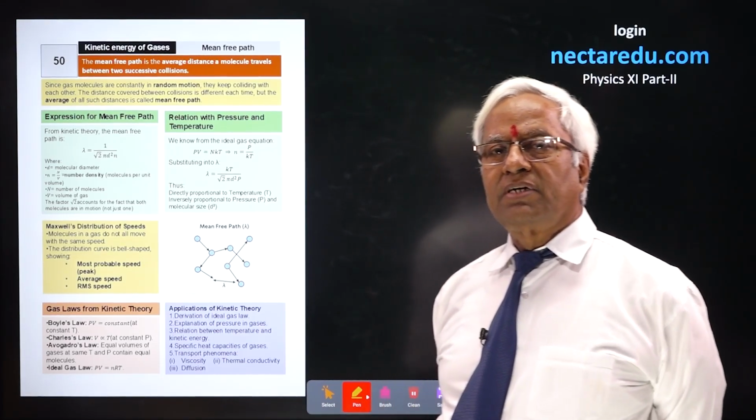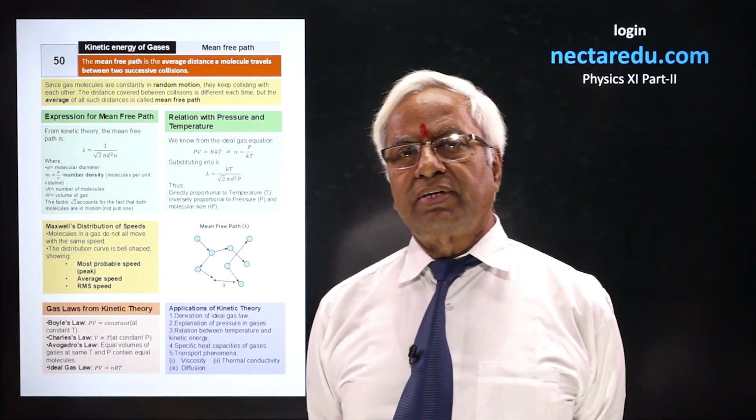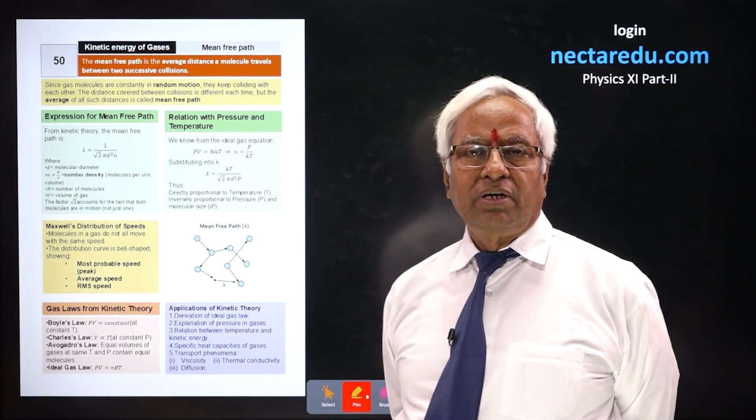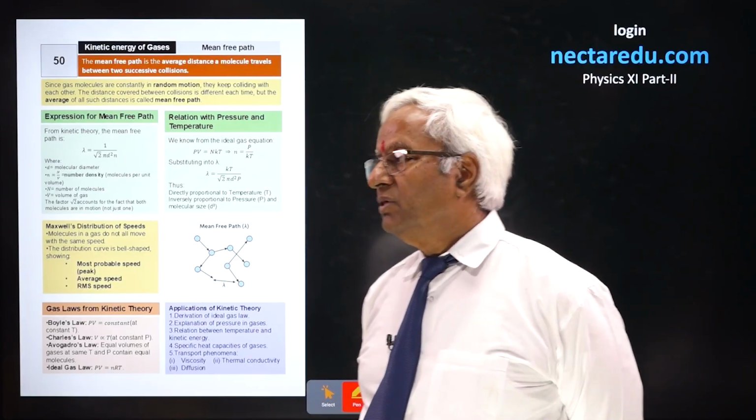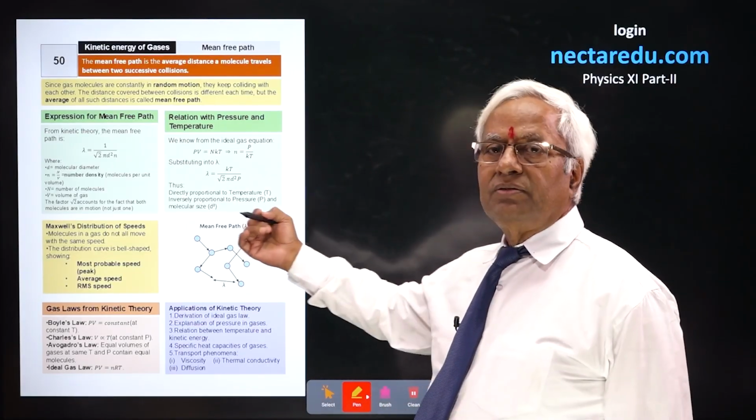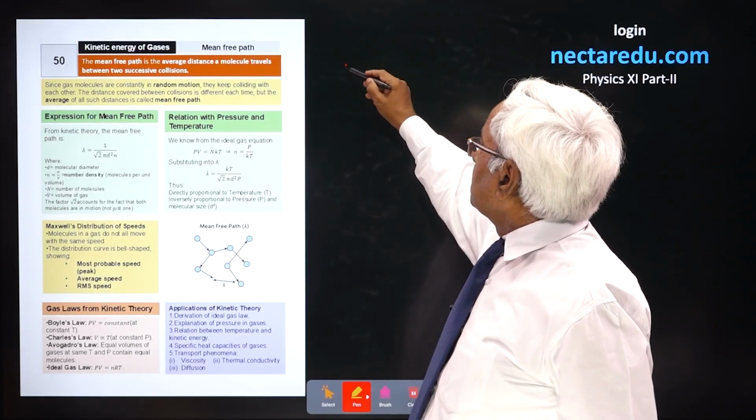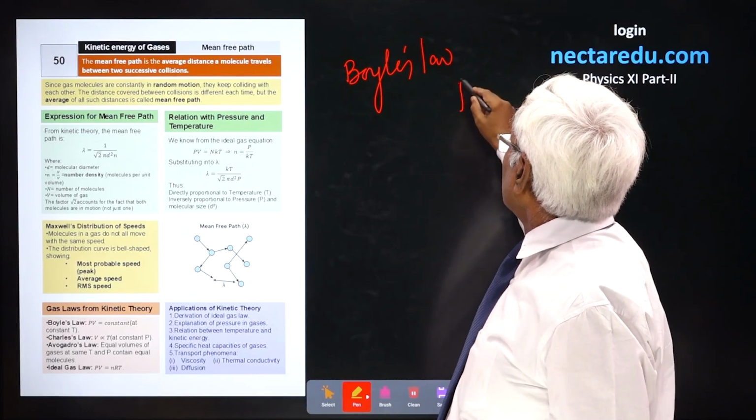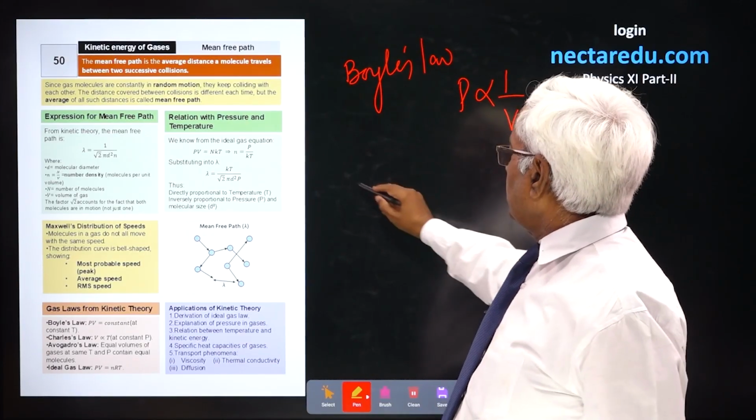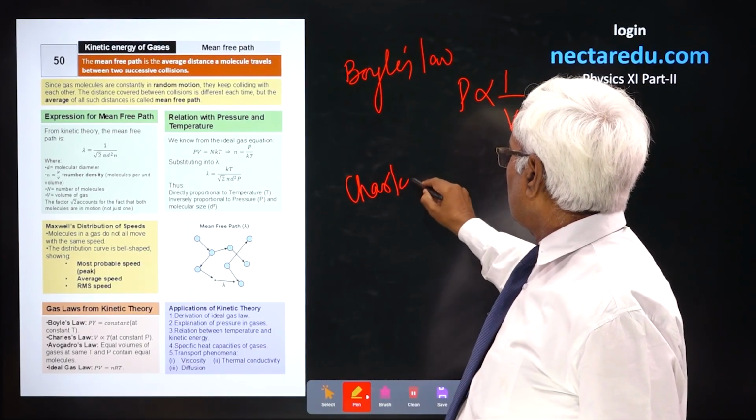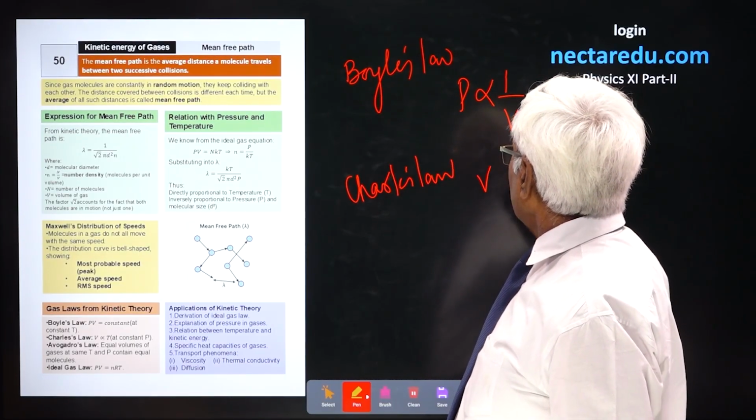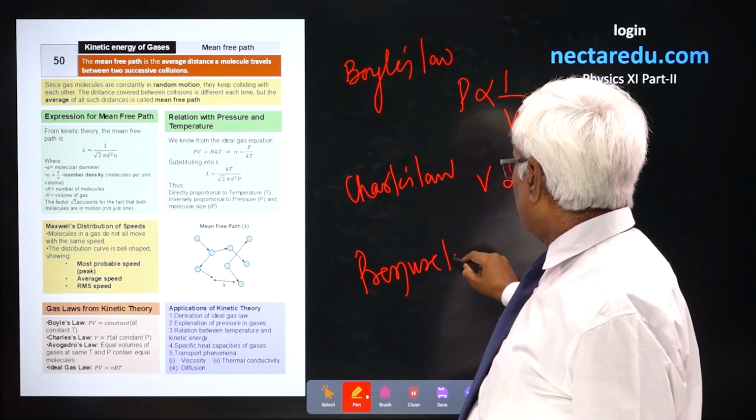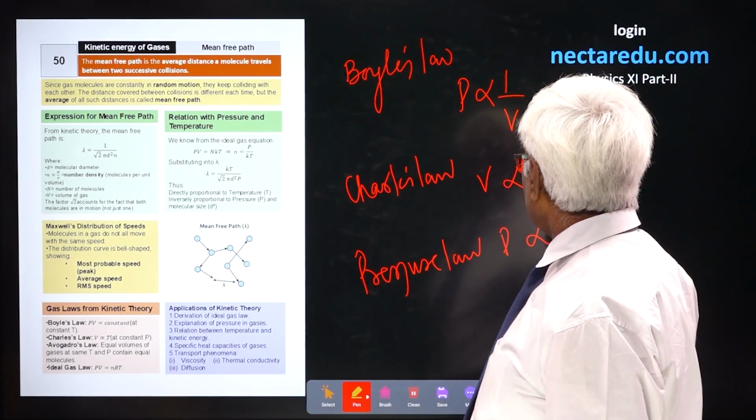We are studying the chapter Kinetic Theory of Gases, but this is the second step in our mission to study gases in detail. In the first step, gas laws were introduced, that is Boyle's law, Charles' law, and Pressure law. Boyle's law, P proportional to 1 upon V, Charles' law, V proportional to T, then pressure law, that is P proportional to T.